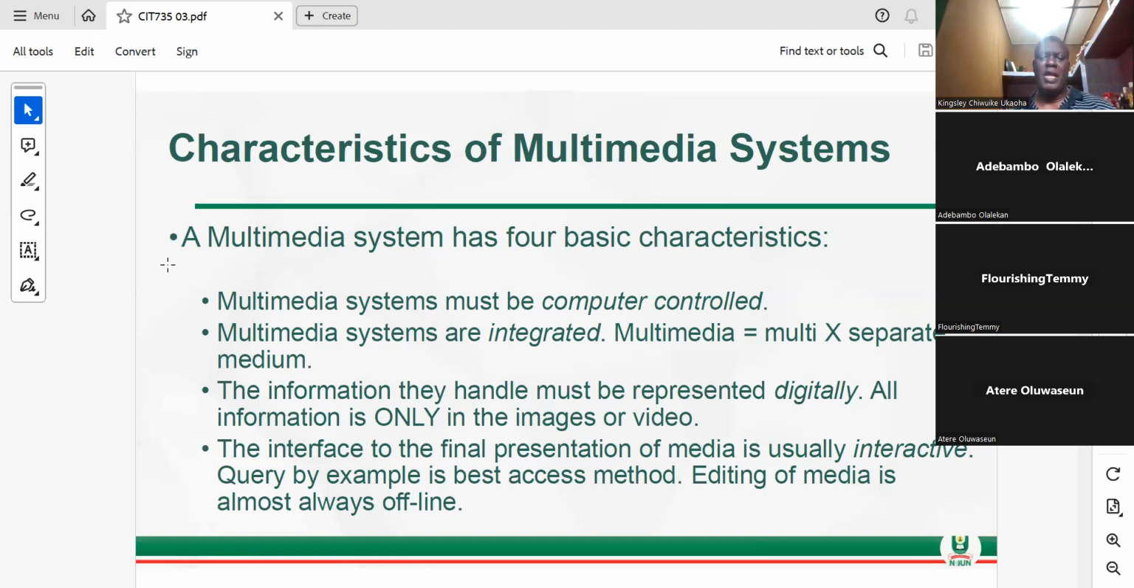So the information they handle must be represented digitally. When you say digitally, it is capable of being kept inside the computer. All information is represented digitally, be it image or video. The interface to the final presentation of media is usually interactive. Query by example is the best access method. Editing of media is almost always offline. You cannot edit it while it is playing, but you can edit it after it has finished playing.